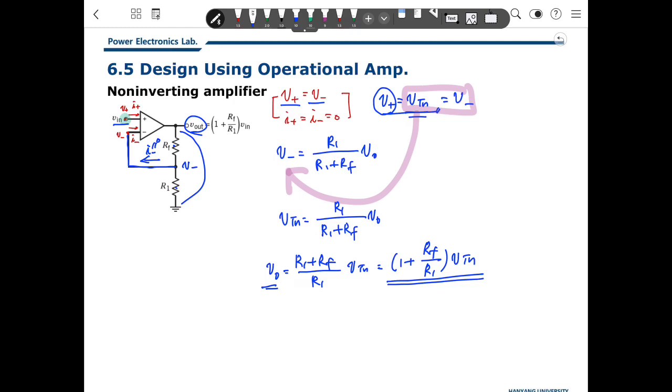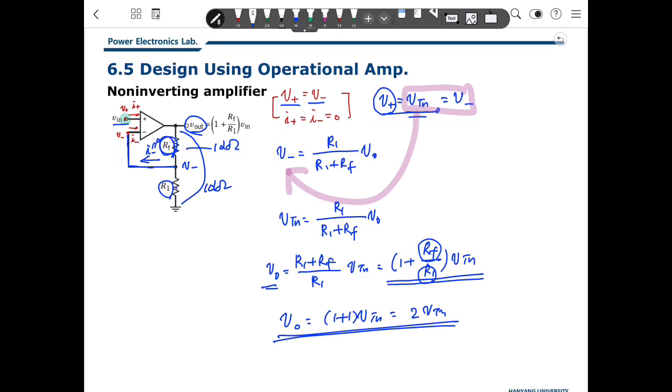So if we design R1 and RF, for example, R1 is 10 kilo ohm and RF is 10 kilo ohm, then Vout will be 1 plus 1 times Vin, which is 2 Vin, for example. So by designing those resistor values, the circuit works as a non-inverting amplifier.